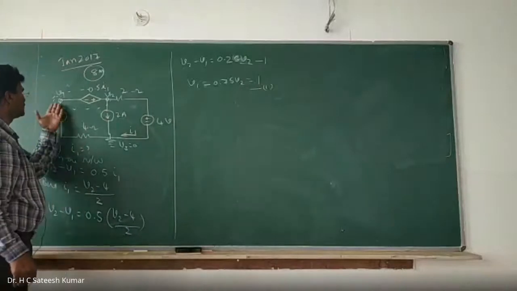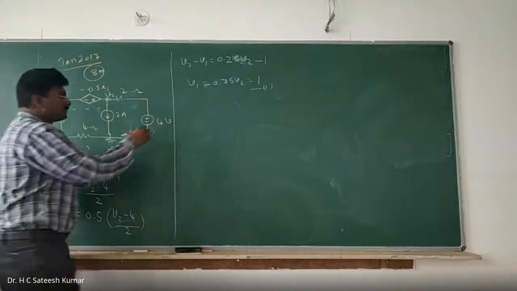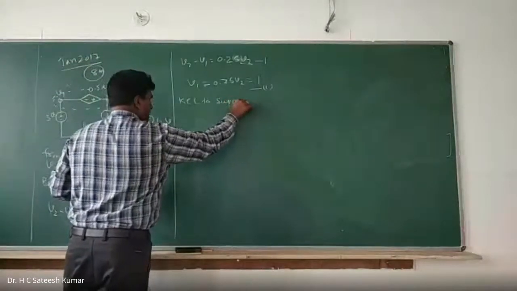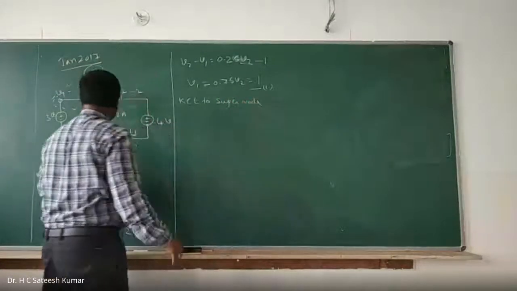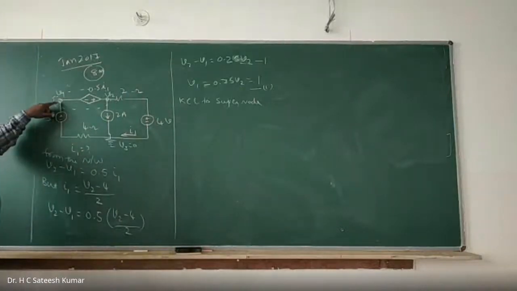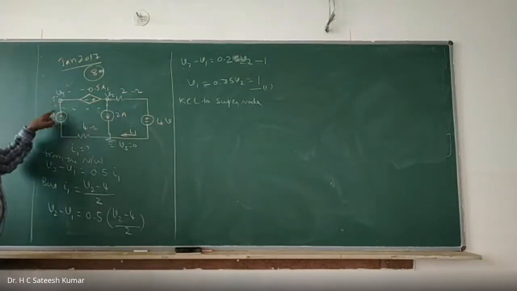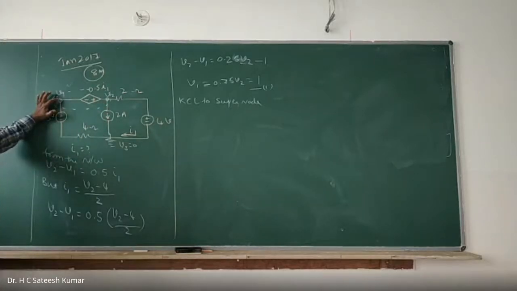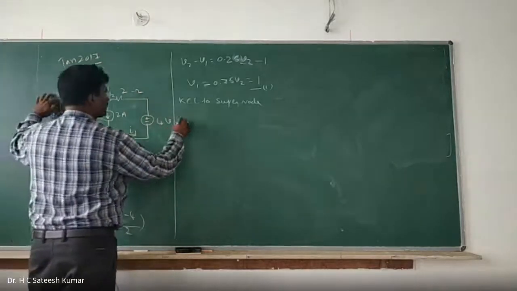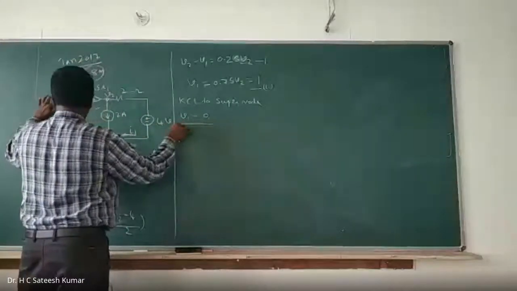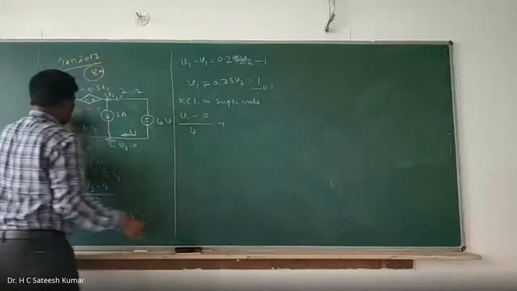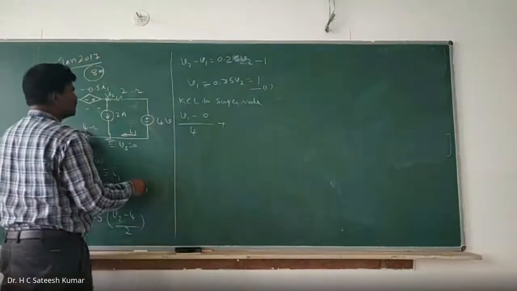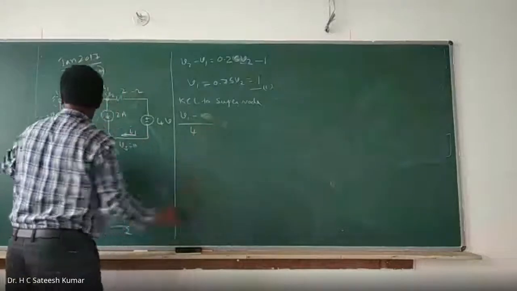Next. So this is super node, KCL to super node. So this one as well as this one, one element and 3 elements are there. Should take it. Now what you should do? V1 minus 0 divided by 4. V1 minus 0 divided by 4 plus, sorry, V1 minus, one more, sorry.